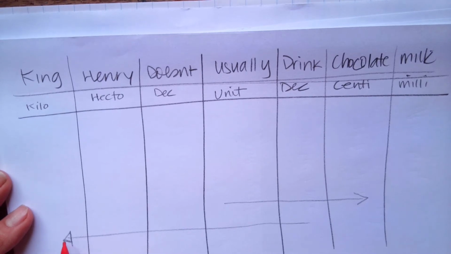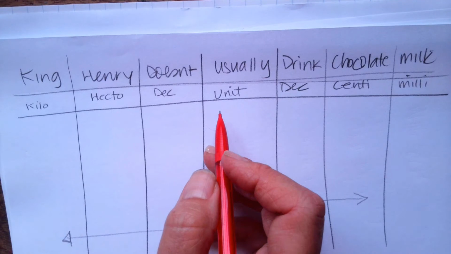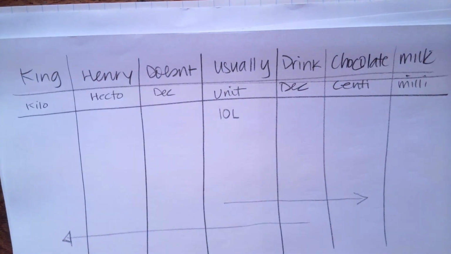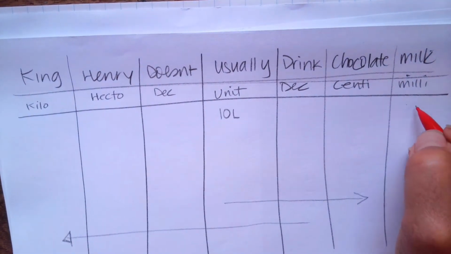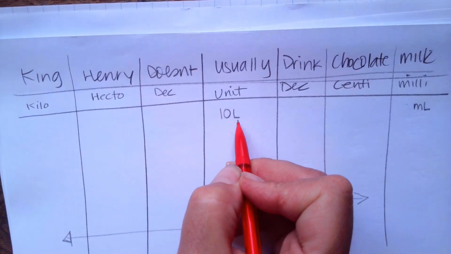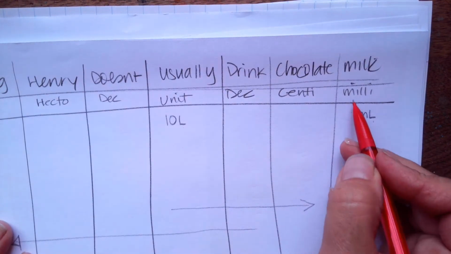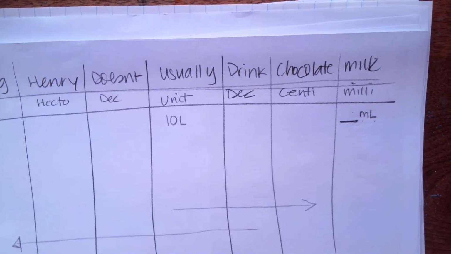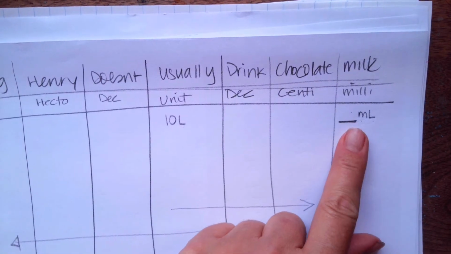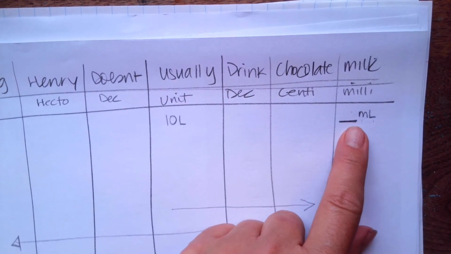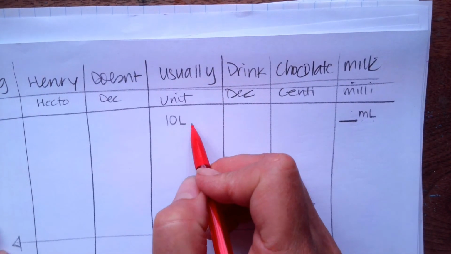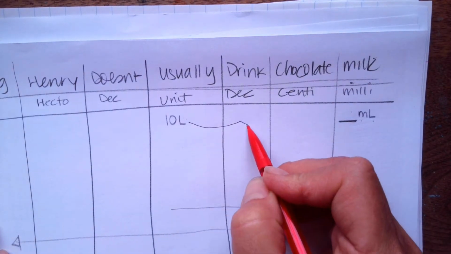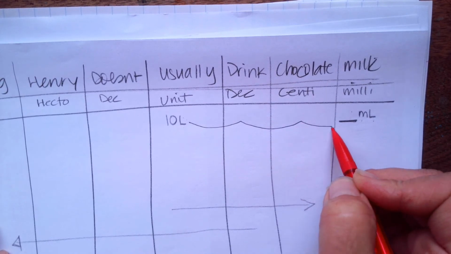Okay, so the one that we had was 10 liters, and we had to change it to a milliliter. So I'm going to write 10L, and then I'm going to write mL here because that's what we're changing it into, and then I'm going to make a blank line. So the first step is to write your unit, and then what you're converting it to is going to have a blank line. Then the second thing is we're going to take our pencil and go from unit to the next column, to the next column, to the next column with a jump.